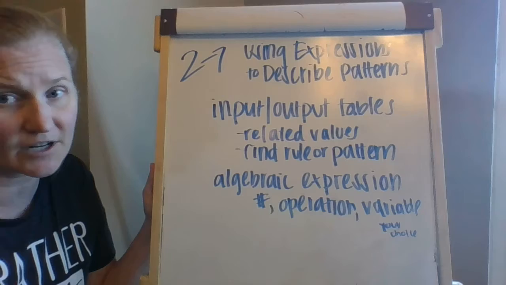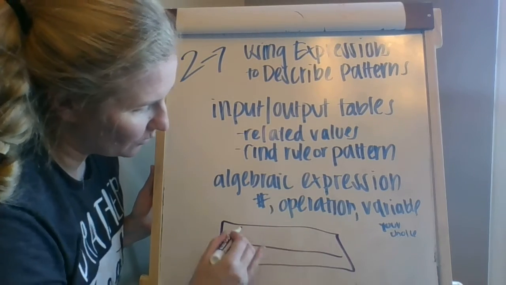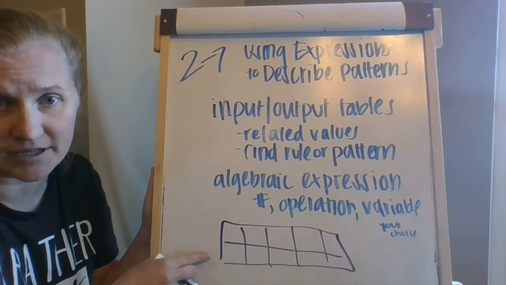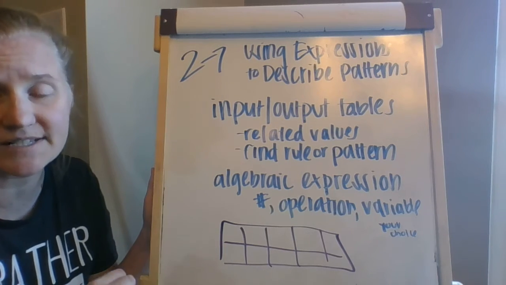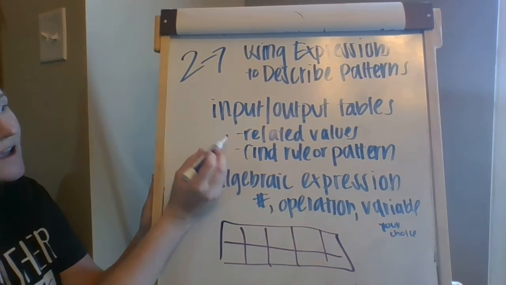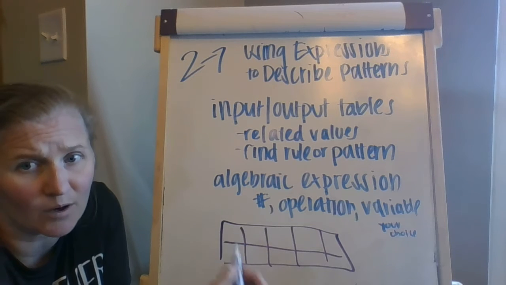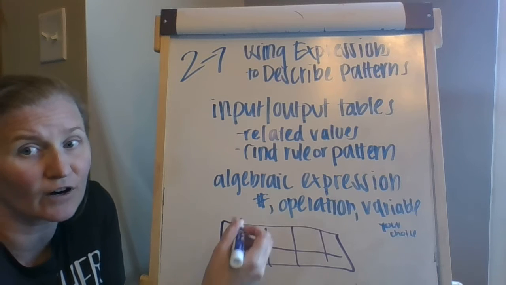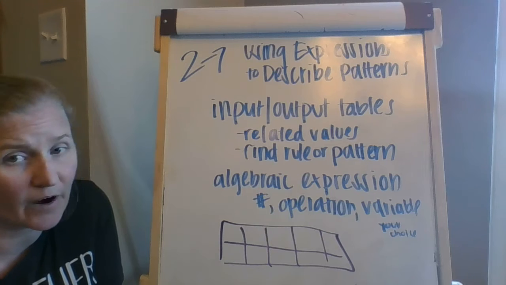Our input-output tables are going to be a little bit different, where we're going horizontally with a couple different columns. So we're going to have our input and output, top and bottom. Instead of looking at vertical ones with our t-tables, these ones are going to be horizontal. When we're taking a look at our input and output tables, they're all going to be related values. So when we're looking at our input to our output, we're going to be able to figure out an expression that is going to work for all of those different input and output spots. So they're all going to be related.